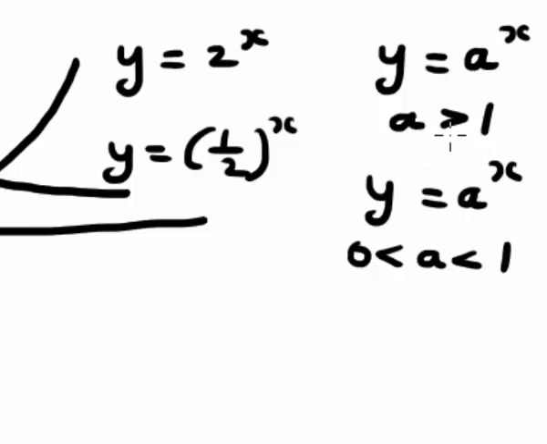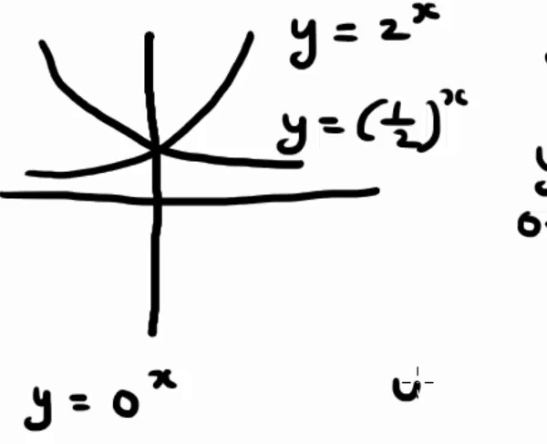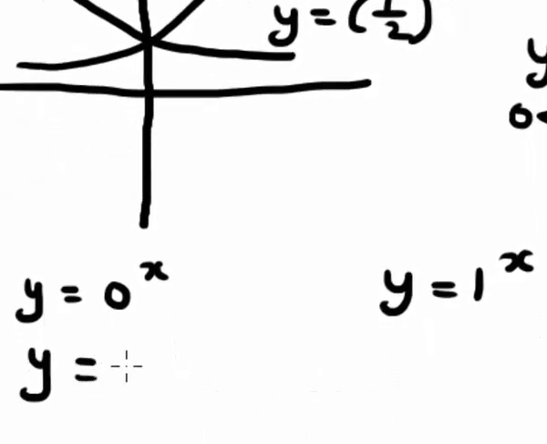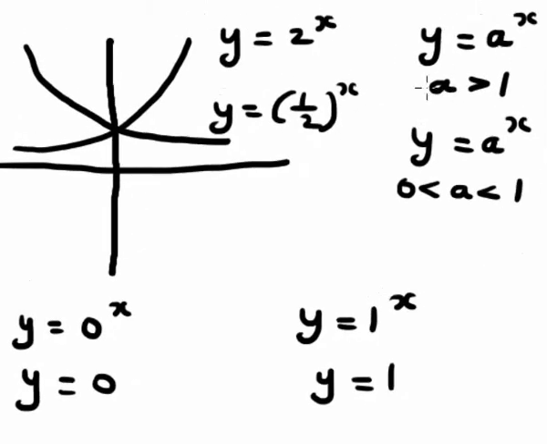If, for example, your base is equal to 0, so say you had 0^x, or you had 1^x, these are no longer exponentials. They're in fact horizontal lines. So we always say that if the base a is bigger than 1, it's an increasing graph like this. If your base is a fraction between 0 and 1, then the graph decreases. Remember, both graphs cut the y-axis at 1.